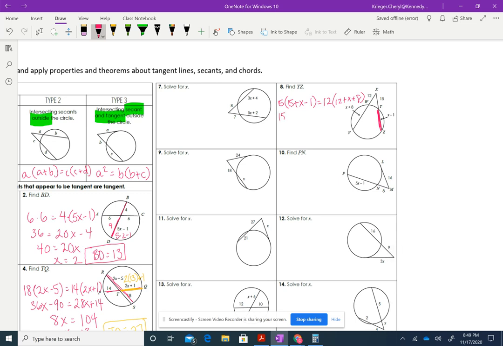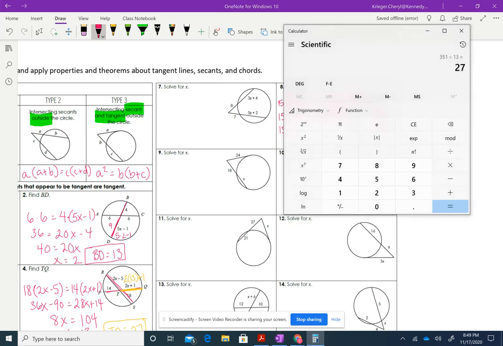So I'll simplify what's within the parentheses first. This is x plus 15 minus 1 is 14. And 12 times 12 plus 8 is 20, so that's x plus 20. This should make the math easier.